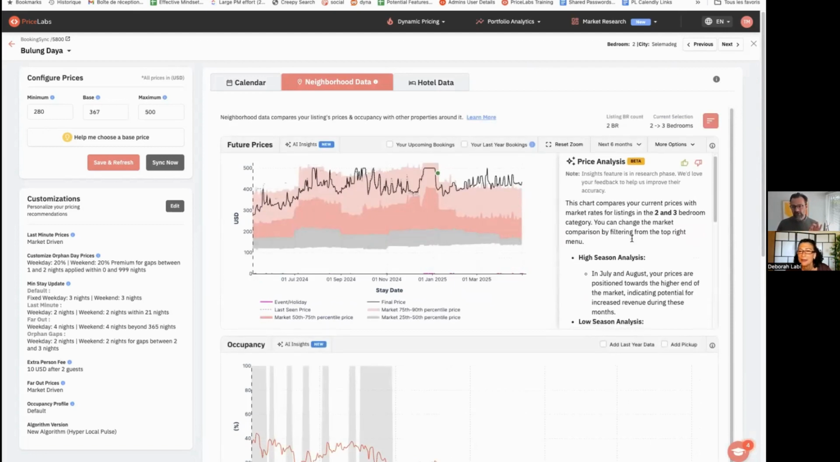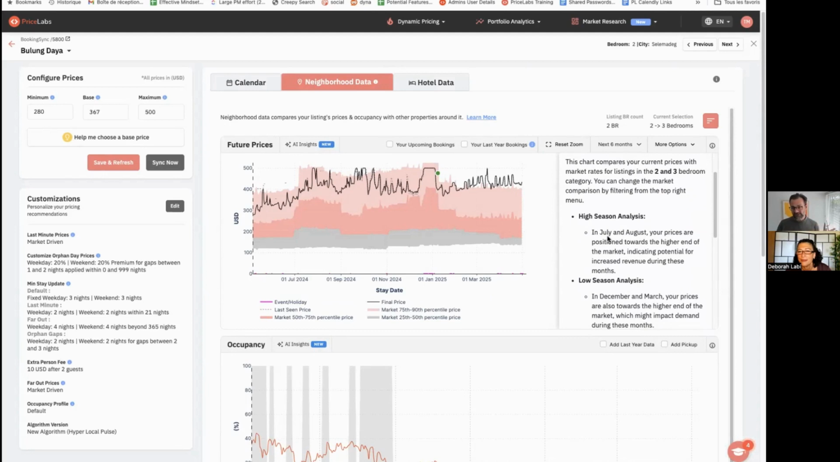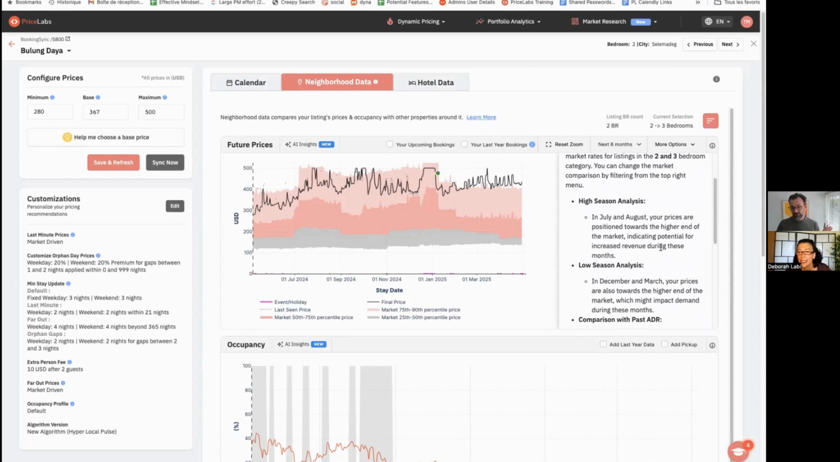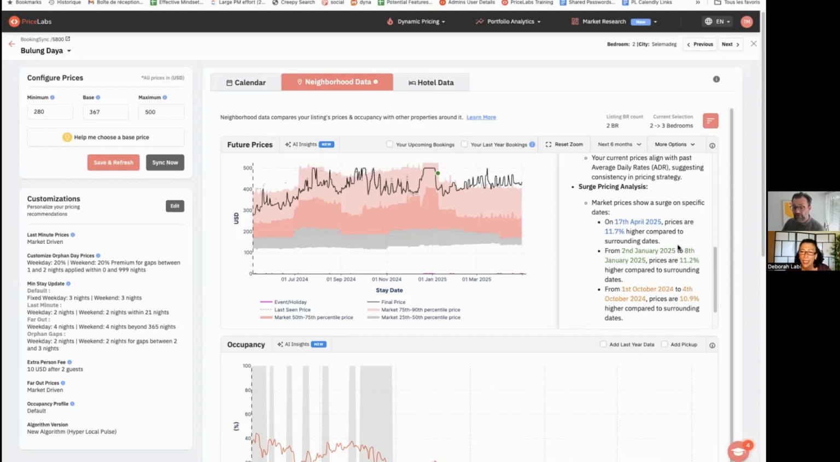For example, here it tells you, high season analysis: July, August, your prices are positioned towards the higher end of the market, indicating potential for increased revenue during these months. Just what I told you, explained through a chart, and maybe you like squinting. August, that's summarized here. And we will tell you days where we see a surge in pricing.